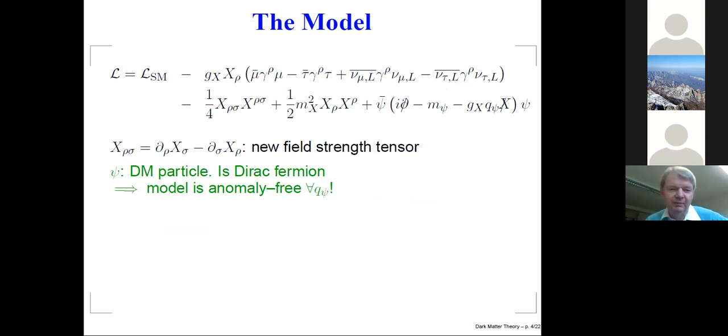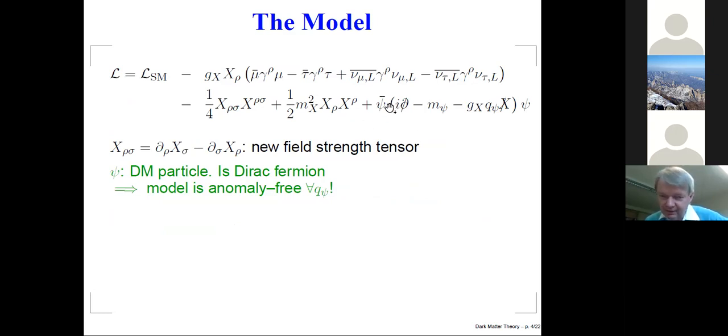So here's the model. It can be written down in two lines, basically. You have just the standard model Lagrangian, then you have the new gauge interactions of the standard model leptons. The muons come with charge +1, the taus with charge -1, mu neutrinos, of course, also with charge +1, tau neutrinos with charge -1. Then you have a new field strength tensor for the new U(1), so X is the new gauge boson, with two indices in the field strength tensor. You need the mass term for this gauge boson.